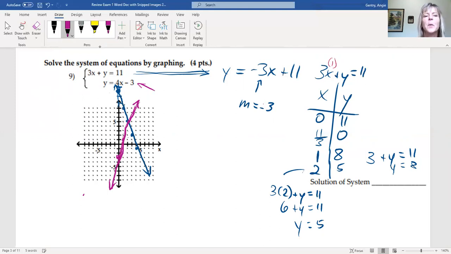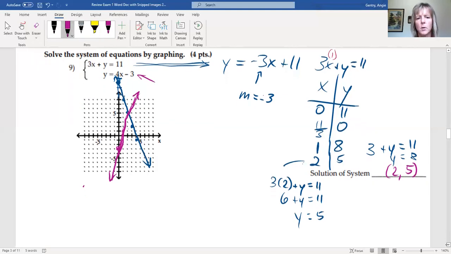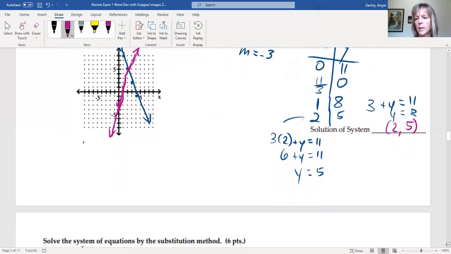Okay, so where do they meet? That's the solution to the system. Solution to the system, 2, 5. They meet at 2, 5. And you don't have to do the solution deal since it already says solution to the system. Okay. So let's keep going. We're trying to get work done.